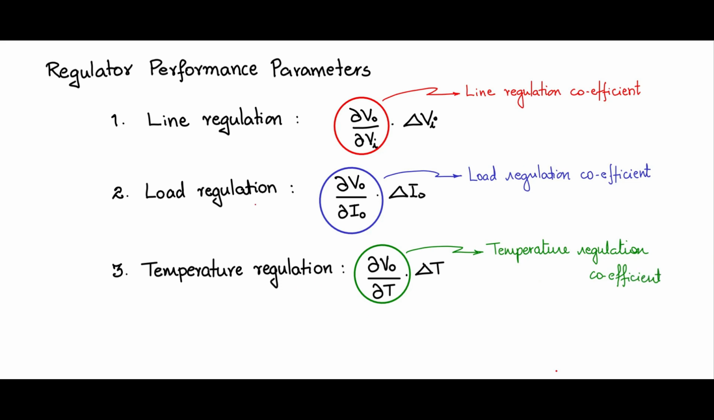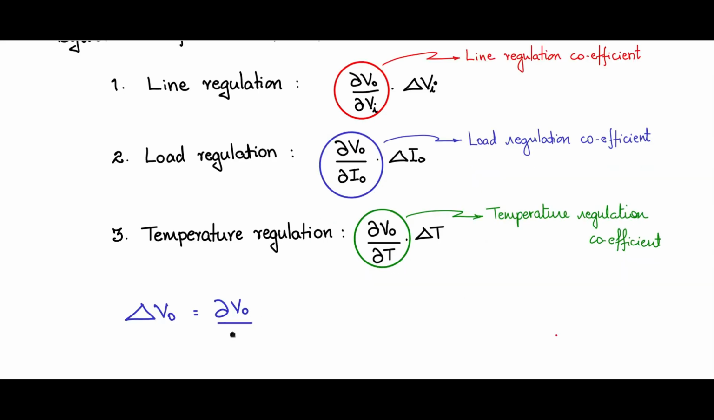Overall, if you put all of these together, you can get the overall output voltage regulation, or delta V0 at the output, is delta V0, the change in V0 with respect to line into the amount of line change, keeping load and temperature constant. Plus you have the effect of change in V0 to the changes in I0 into delta I0. Here you are keeping line voltage and temperature constant.